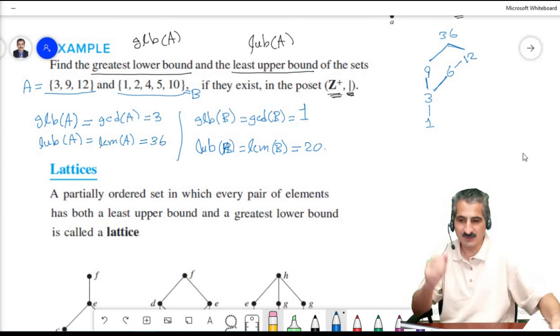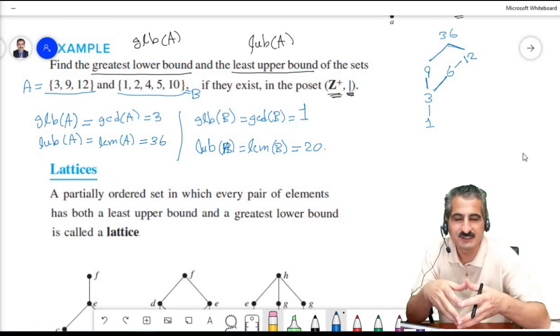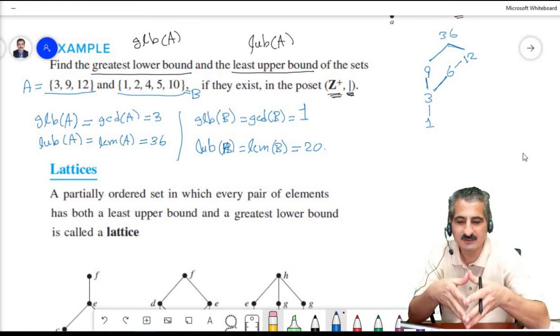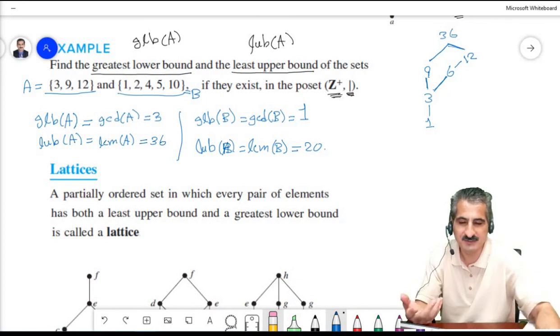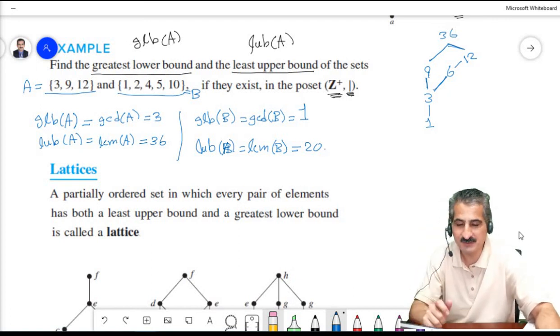Okay, or you do a Hasse diagram of it, but if the partially ordered set is the set of positive integers, and the relation is division, then the least upper bound is the least common multiple, and the greatest lower bound is the greatest common divisor.